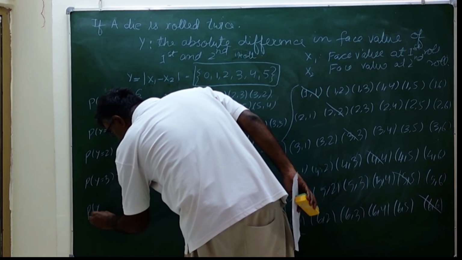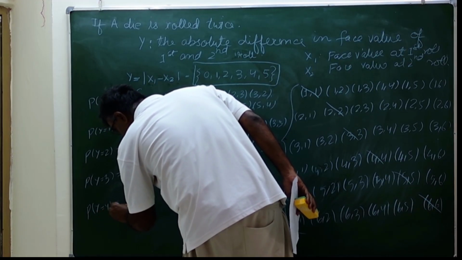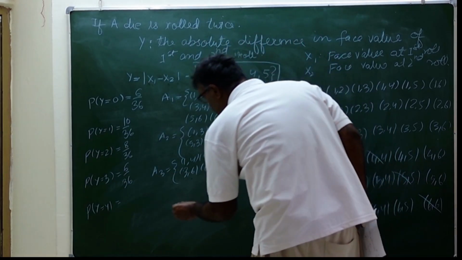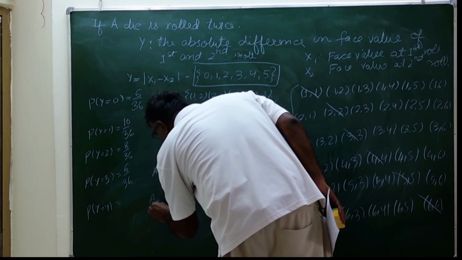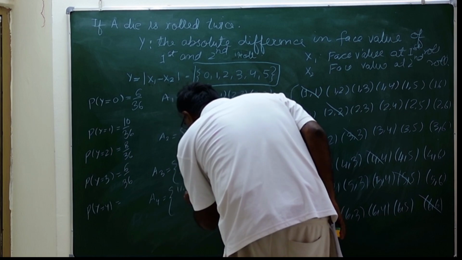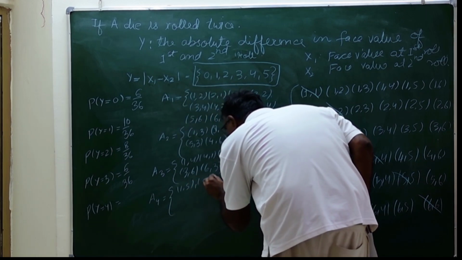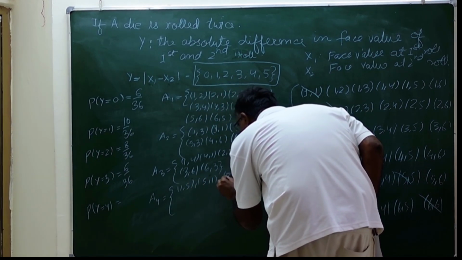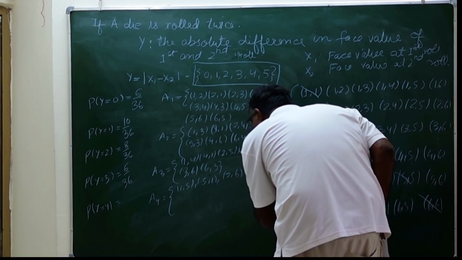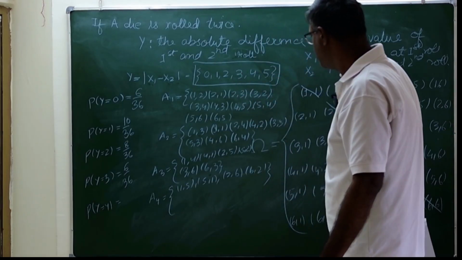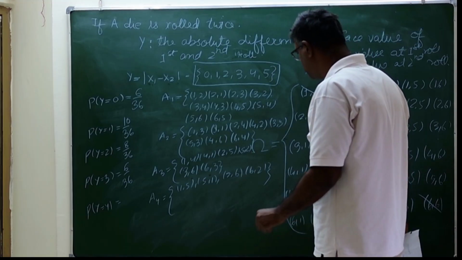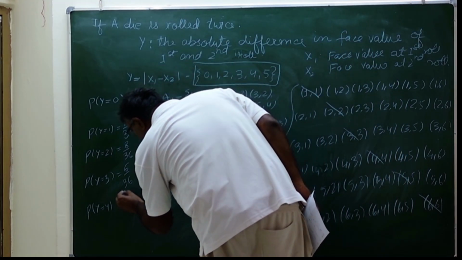So probability of y is equal to 4 means the difference is 4. So corresponding to A4, you will get the value of 1 and 5. Similarly 5 and 1, with 2 and 6, 6 and 2. So these are the possible values for y to have the value 4. So now we got 4 cases.